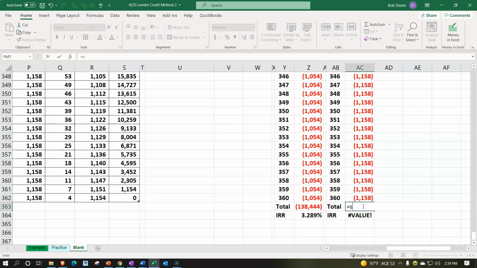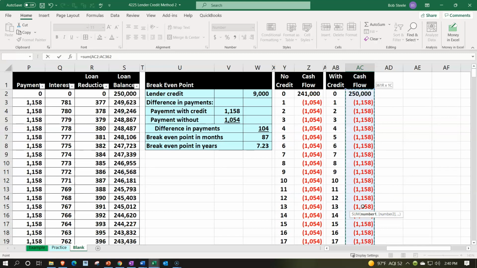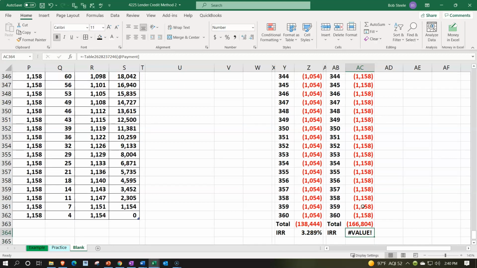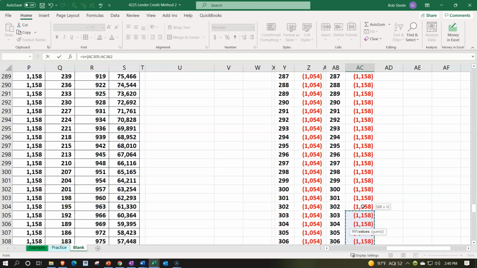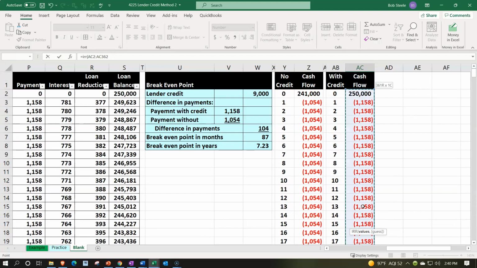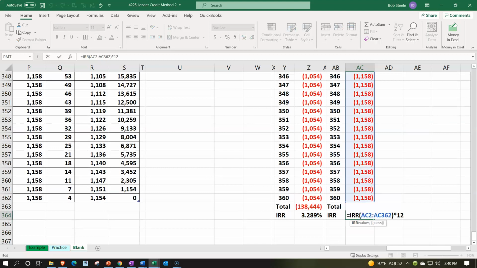This is going to equal the sum of these items. And then the IRR is going to be equal to the IRR of these items, taking this whole column here, and we'll close it up and multiply by 12. So if I look at that, there's the formula.